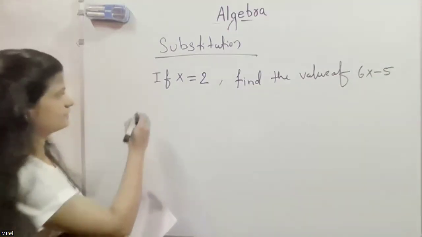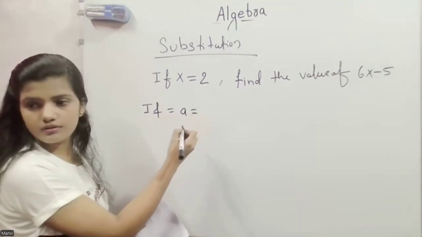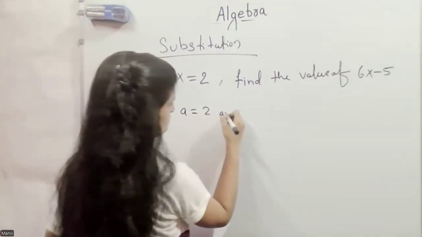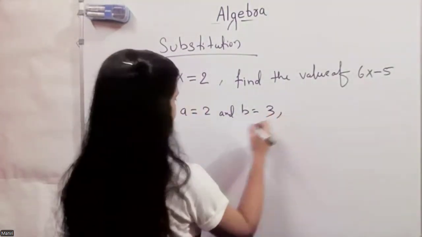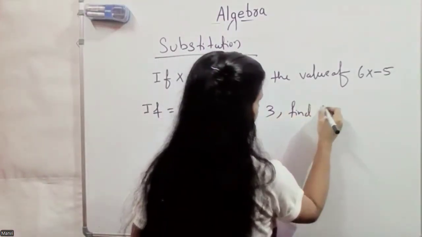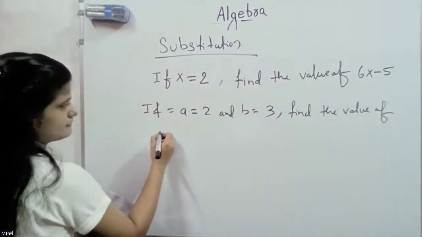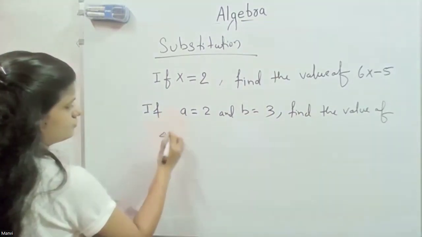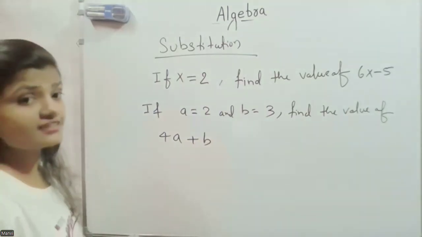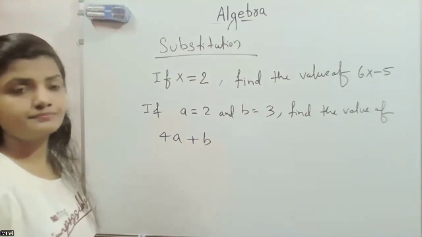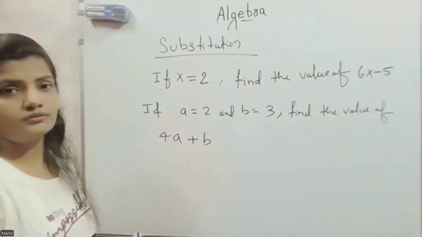If we have more variables, something like this: if A equals 2 and B equals 3, then find the value of 4A plus B. We just need to replace the letter with the number. Is it 11? Yeah.